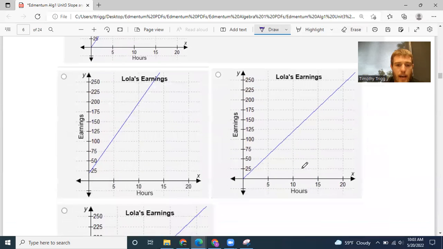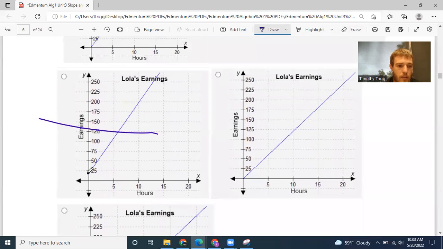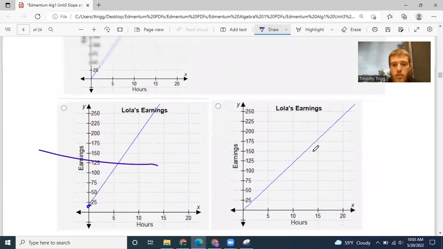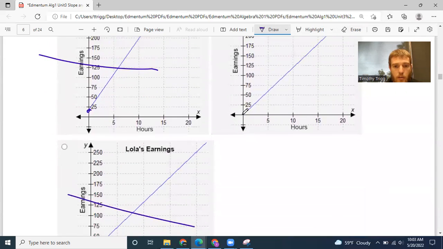So automatically I can say this one's wrong and this one's wrong because both of these don't have a y-intercept of 0. But these two answer choices both have a y-intercept of 0. You can see that here. Y-intercept of 0, y-intercept of 0.